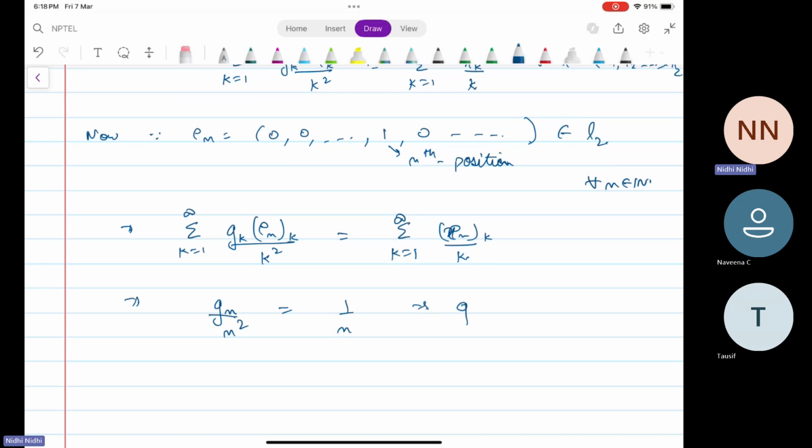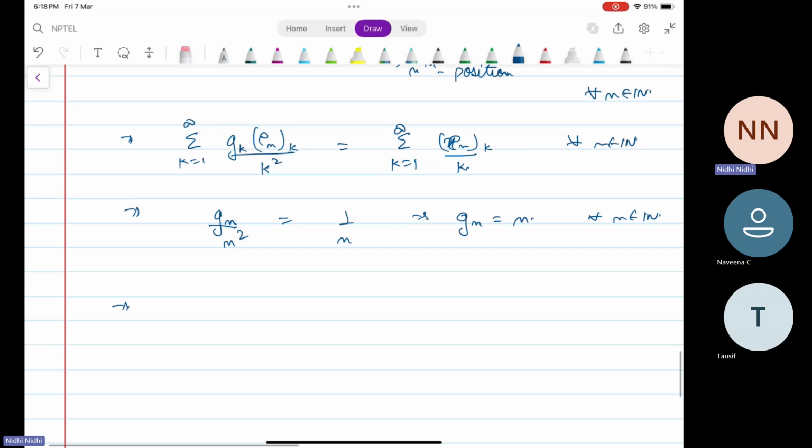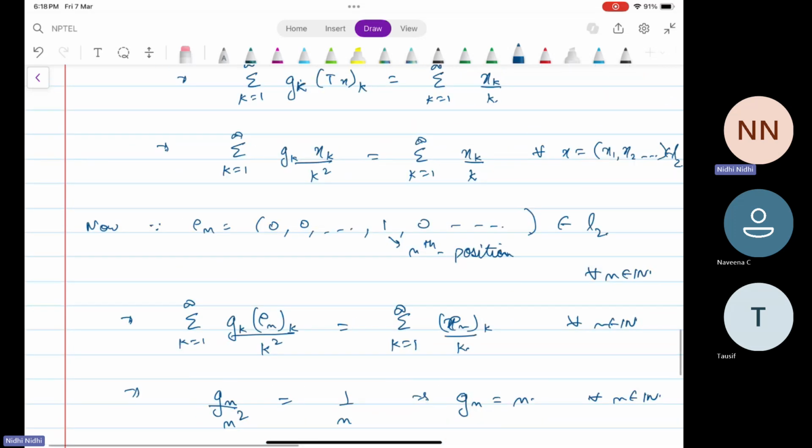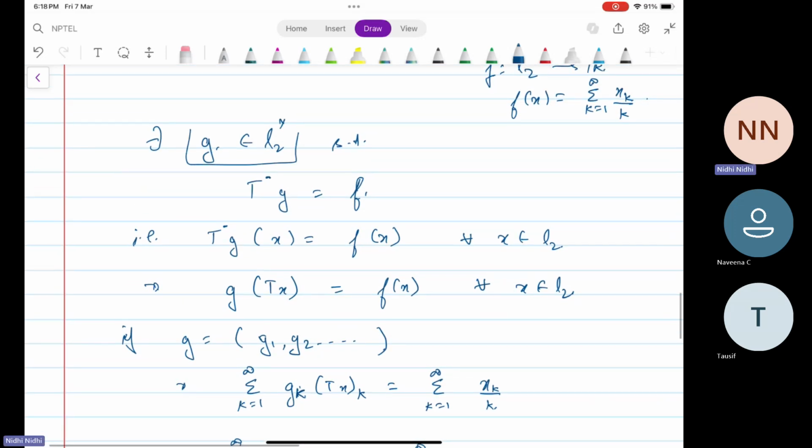This implies gn is equal to n. Now, this happens for every n in N. This implies g is 1, 2, and so on. But clearly, this does not belong to L2. Now, this gives us a contradiction because we started with g in L2 star, which is obviously L2.